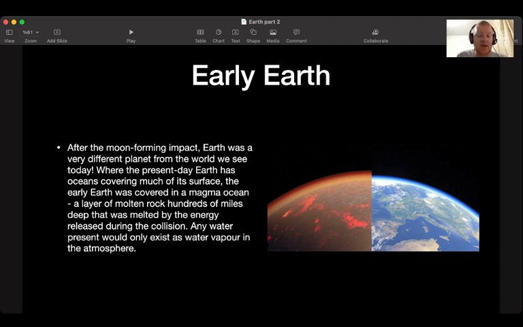Any water present would only exist as water vapor in the atmosphere. So there was no actual physical water on the surface. The only thing on our planet back then was molten rock laying around everywhere. Lava, as I would say. Water back then was only in the atmosphere, vaporized as humidity, but there was no physical water on the surface.